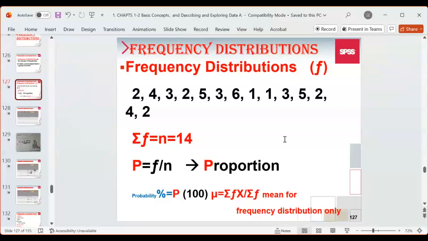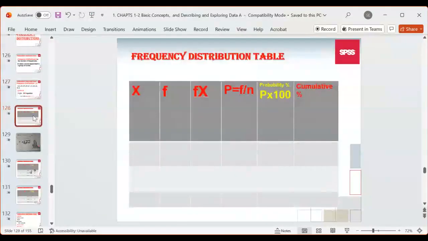And then F is the frequency of the 2, which in this case will be 4. Or if it's 4 million, you put 4 million. So you create a table like this, with X being the score, in this case 2, and the frequency of it 4. fx means F times X, 2 times 4, 4 times 2, same thing.